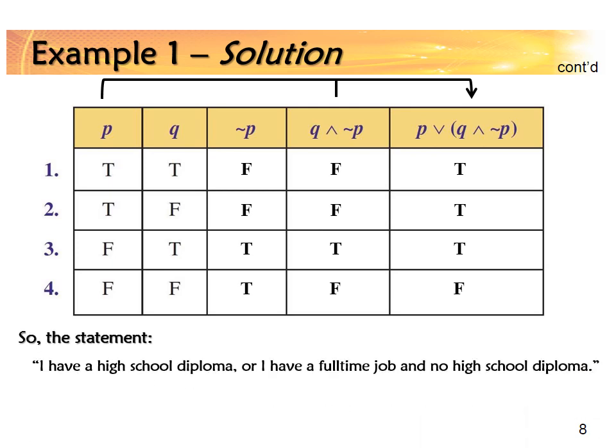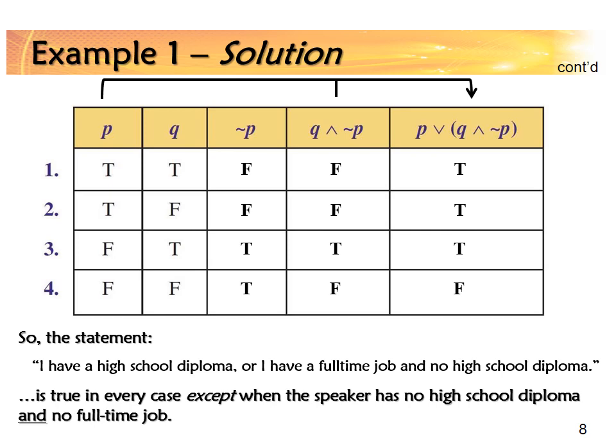So our statement, I have a high school diploma or I have a full-time job and no high school diploma, is true in every case except when the speaker has no high school diploma and no full-time job, when both of these original statements are false. Every other time the statement is true. But if these are our initial truth conditions right down here, that makes the entire logical statement false. So that's how we will begin to pick this apart.